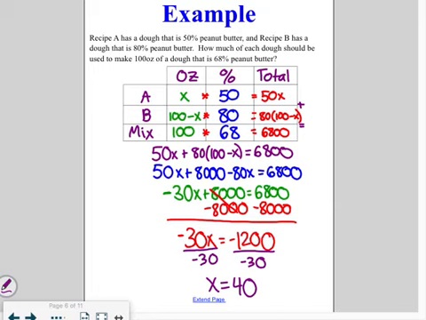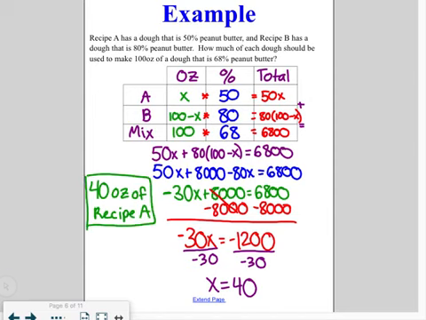Now, our question asked us how much of each dough should we be using. So we need to go back and figure out how much of each dough. So we know that we're using 40 ounces of recipe A. That's what we already solved for in the problem. Then we can plug that back in to our answer for B to figure out how much we are using of B. So if I have 40 of A, I take my 100 minus 40, and that ends up with 60 ounces of recipe B.